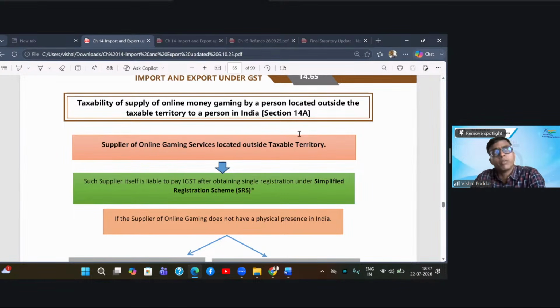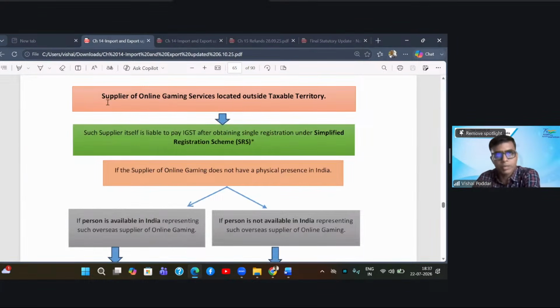Now, when this amendment came, a major question came: what will happen where the online gaming company is situated outside India? So for this, in the IGST Act, a new section 14A was inserted, which dealt with the taxability of supply of this online money gaming, which is now a specified actionable claim, by a person who is sitting outside India to a person who is in India. So we are dealing with what? Supplier of online gaming service who is located outside India, and such supplier itself is leviable to pay IGST.